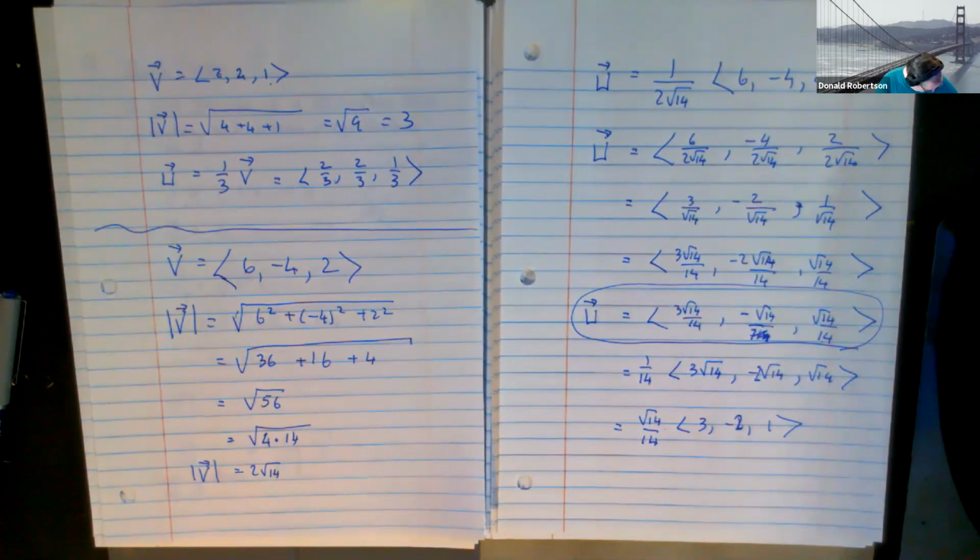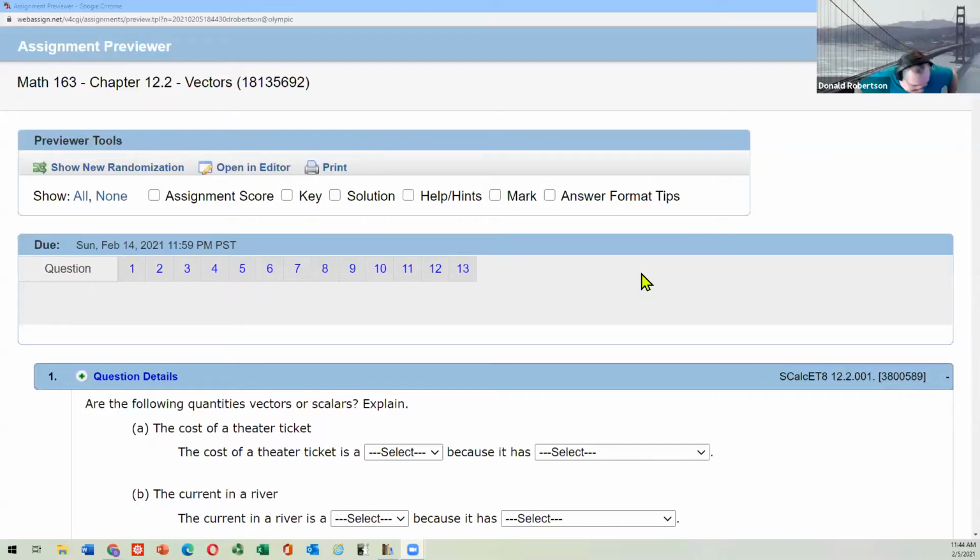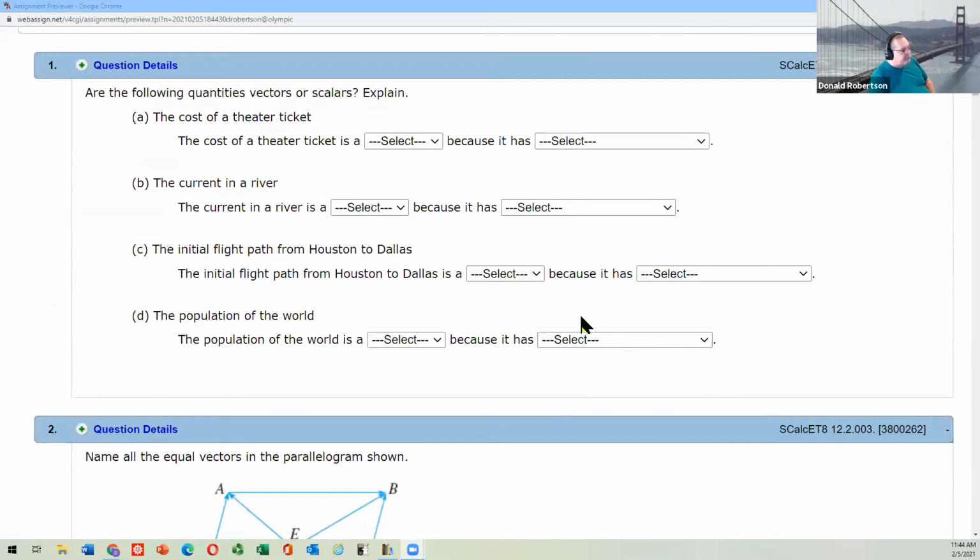I think almost finished. I want to do one last quick thing in the last few minutes we've got. Right, take you through a 5-minute tour of your homework in 12.2. What do you think a theatre ticket is? A vector or a scalar? The cost of a theatre ticket. Scalar. It's a scalar because it only has magnitude, right? So that's how you're going to answer those questions.